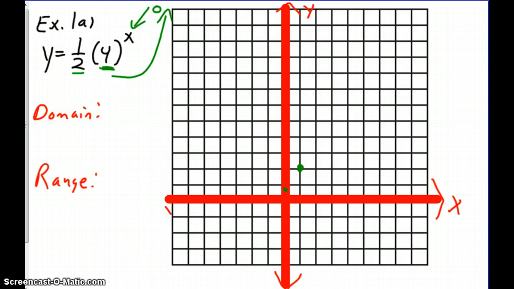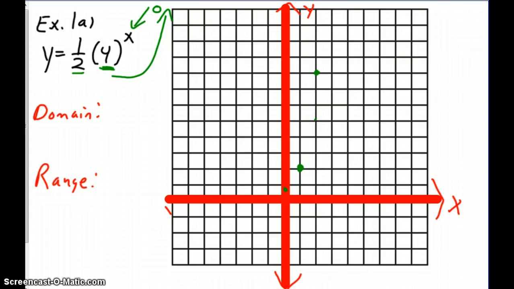Okay, this is not hard. Let's put a 2 in for the x. How much is 4 to the 2nd power? 16. How much is 16 times a half? 8. Okay, so at 2, we're at 8. 1, 2, 3, 4, 5, 6, 7, 8, right there. Okay, so everybody understand that?